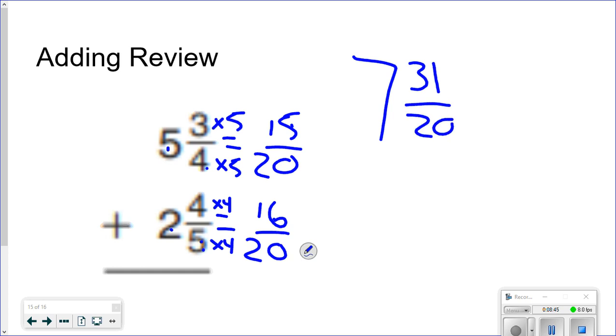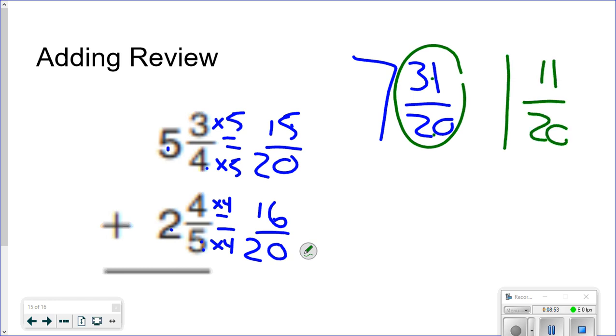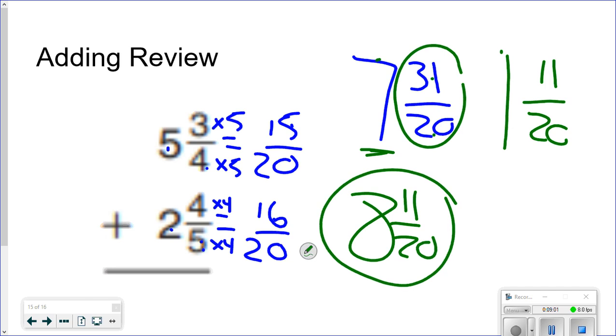We have to break 31/20 into a mixed number. How many 20s go into 31? One big 20 can fit into 31 with 11 20ths left over. We can't forget the 7. The 7 and the 1 we add together. So we get an 8 with 11/20. That's how you solve that problem.